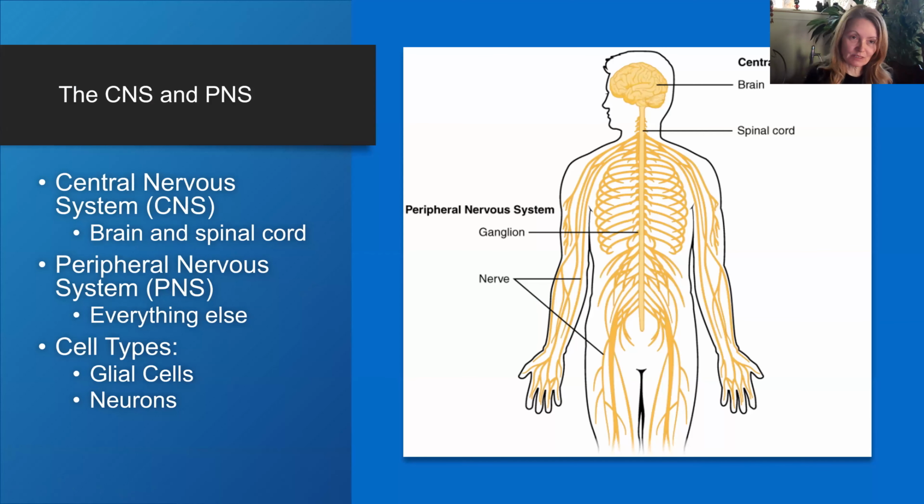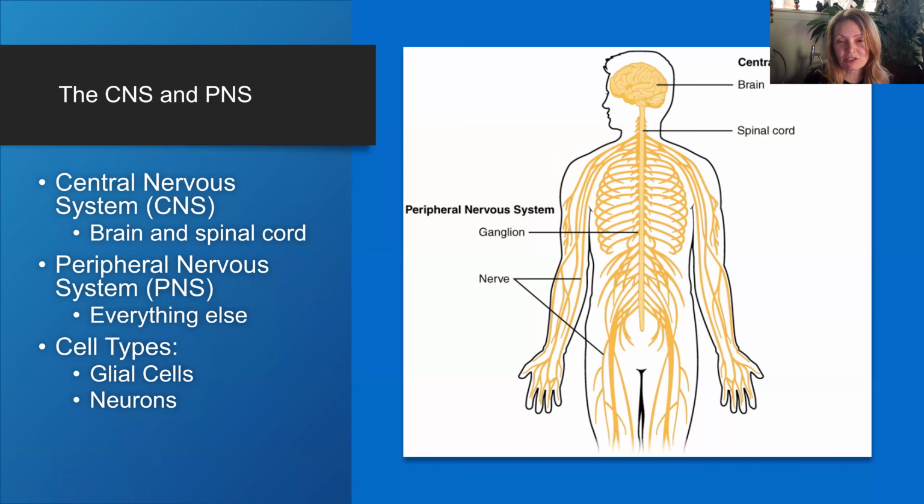Your nervous system is divided into two major divisions, the central nervous system and the peripheral nervous system, or CNS and PNS. CNS includes the brain and spinal cord. As you see on this diagram, the brain is located inside the cranial cavity and the spinal cord is located inside the vertebral cavity.